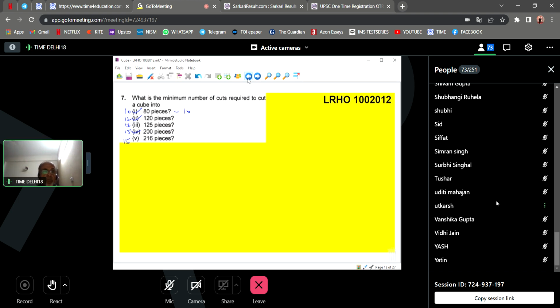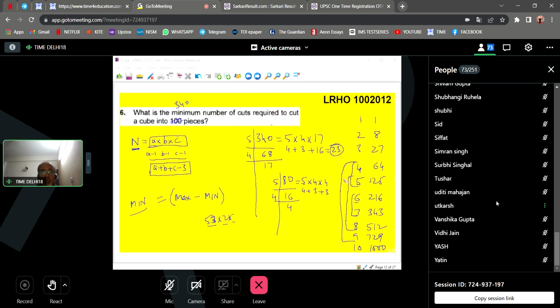The second one, for 120 pieces. Where is 120? 120 is between 4 cube and 5 cube. Is it divisible by 4? Yes. Is it divisible by 5? Yes. So what do? Divide by any one of them. Divided by 5, what do we get? 24. Now, is it divisible by 4? Yes. Is it divisible by 5? No. So what do? Divide by 4. 4 6. What do we get? 5 into 4 into 6.